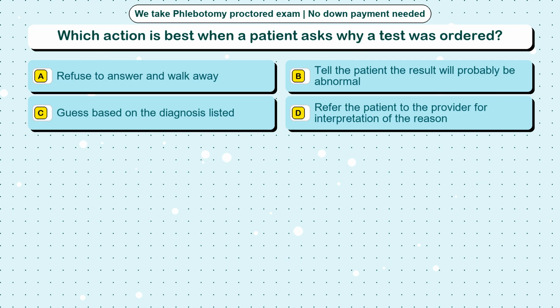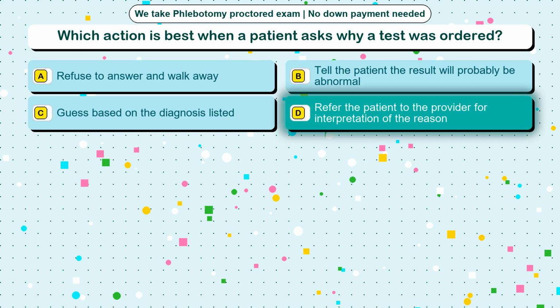Question 73. Which action is best when a patient asks why a test was ordered? Option A, refuse to answer and walk away. Option B, tell the patient the result will probably be abnormal. Option C, guess based on the diagnosis listed. Option D, refer the patient to the provider for interpretation of the reason. The correct answer is option D, refer the patient to the provider for interpretation of the reason.